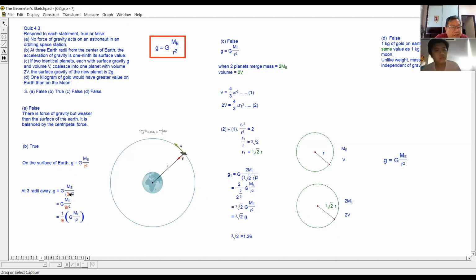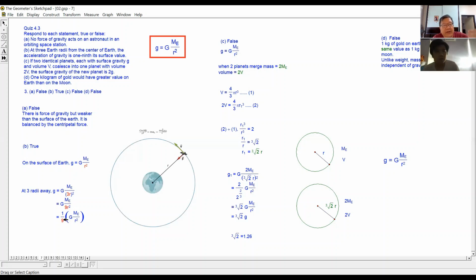When you square the 3, it becomes 9. When you square the R, it becomes R squared. So when you take out the 9, it becomes 1 over 9. And the g you put back inside is still G M_E over R squared, but there's a 9 in front there, because of the 3 squared. And because it is at the denominator, the 9 will be at the bottom. So it is true, okay?